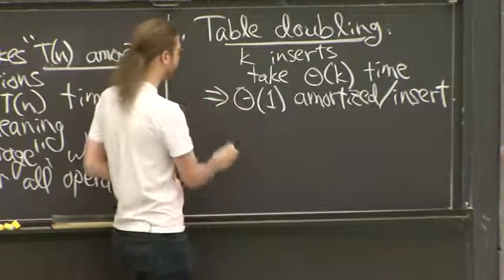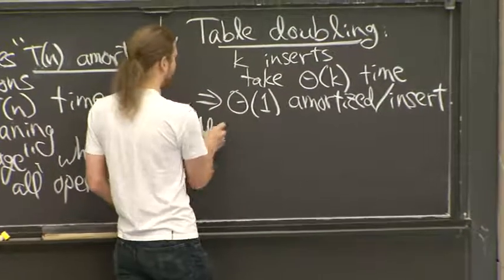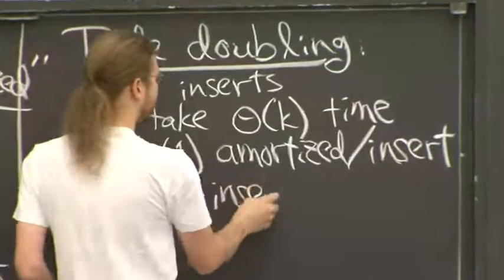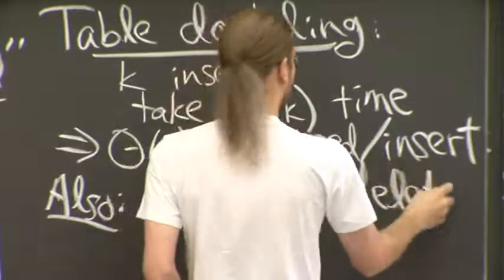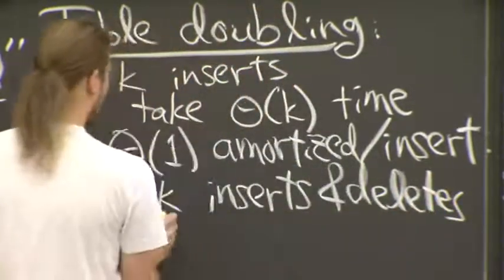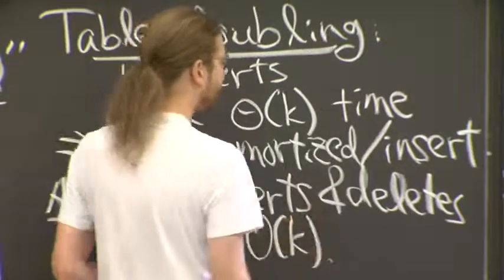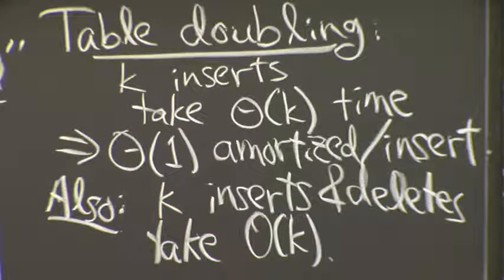We've proved it for insertions. It's also true when you have deletions. You have k inserts and deletes. They certainly take order k time. Actually, this is easy to prove at this point because we haven't changed delete. What delete does is it just deletes something from the table, leaves the table the same size.